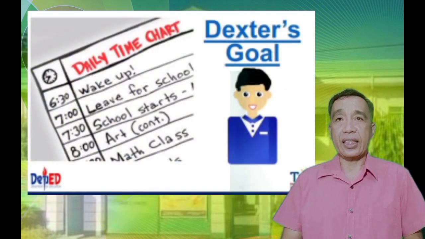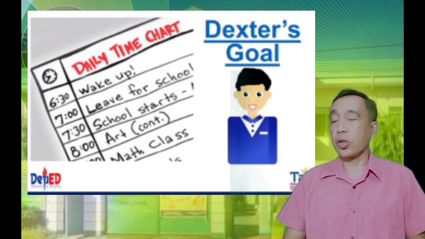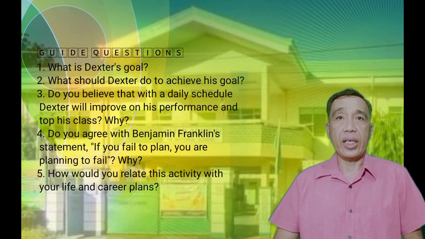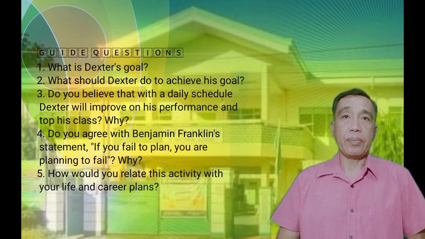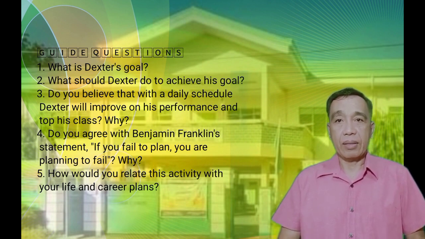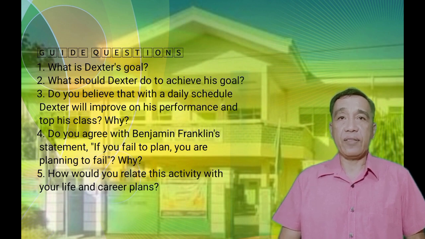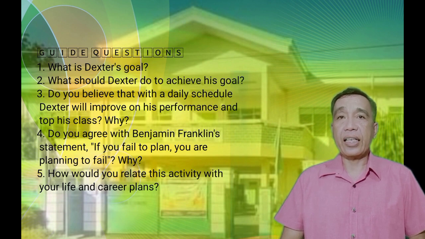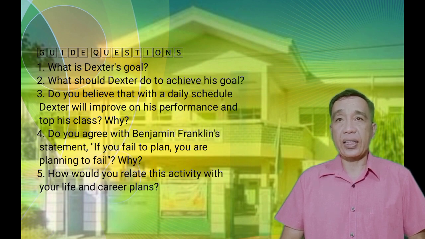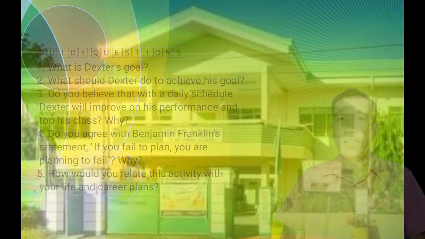To start with, let us watch a short video about Dexter's goal. Afterwards, you will answer these guide questions. Number 1, what is Dexter's goal? Number 2, what should Dexter do to achieve his goal? Number 3, do you believe that with a daily schedule, Dexter will improve on his performance and top his class? Why? Number 4, do you agree with Benjamin Franklin's statement, "If you fail to plan, you are planning to fail"? Why? And number 5, how would you relate this activity with your life and career plans?